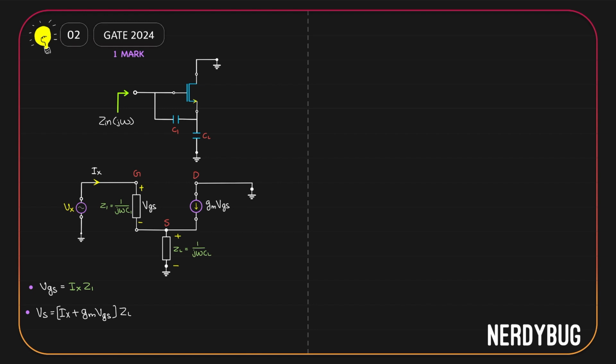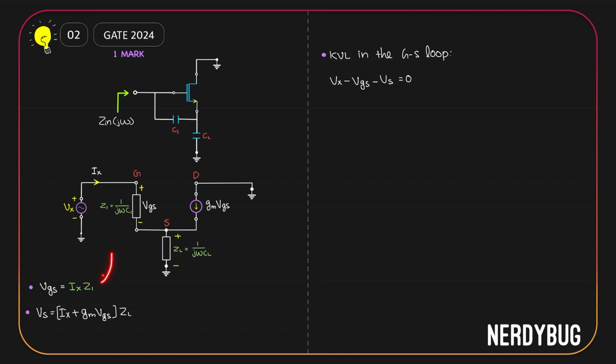Now let us apply Kirchhoff's voltage law in the gate source loop. I'll start from this point and go clockwise. First I have Vx from negative to positive. As I go on, I have VGS, which is the potential across Z1, from positive to negative. Further as I go on, I have the potential drop across ZL, which is equal to Vs. Then I go back to ground. So I can write Vx minus VGS minus Vs is equal to 0.